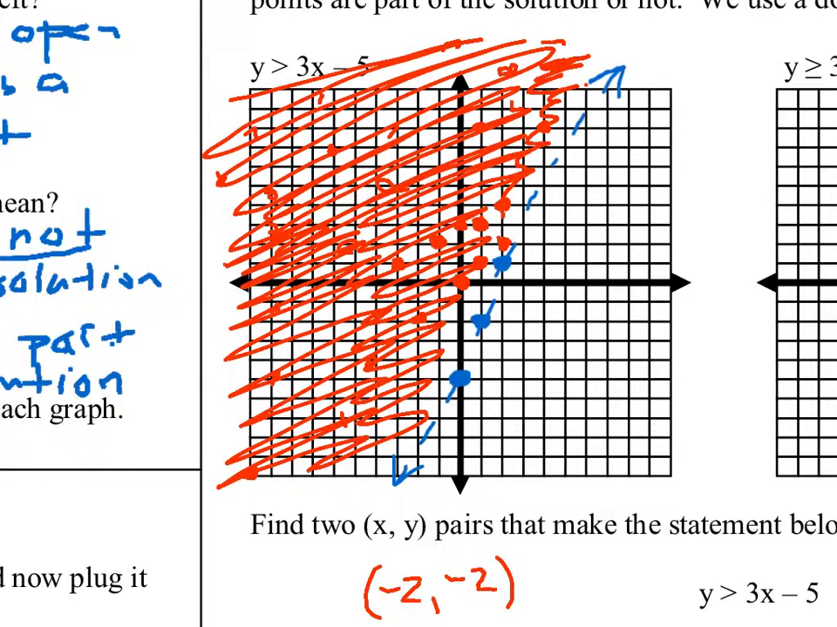Even the numbers really, really close. I remember we chose this point right here, 2, 2. Really, really close to the line. But it's not on the line, so it is part of the solution. Okay? Same thing is going to go.